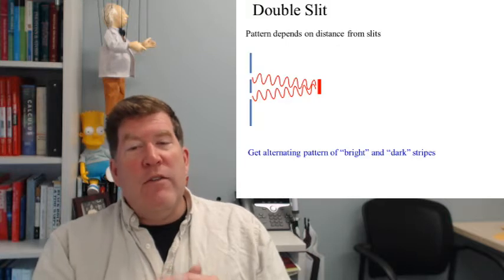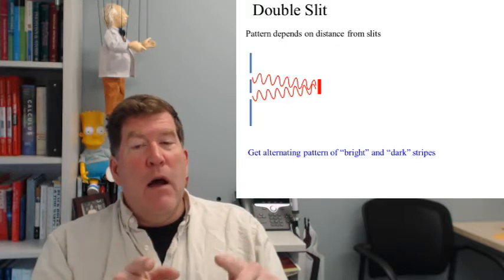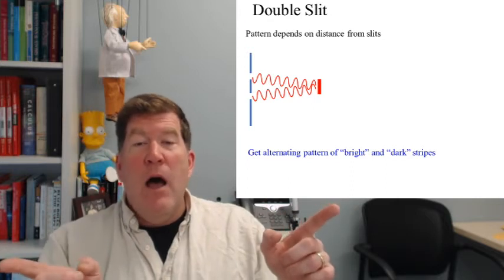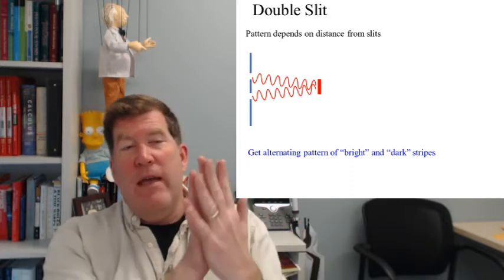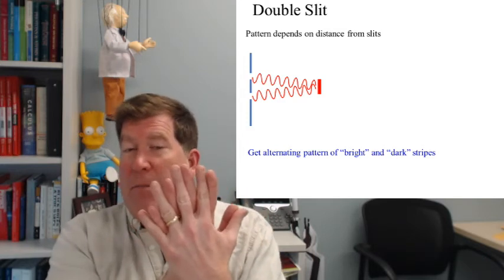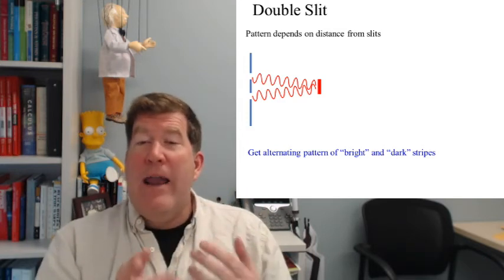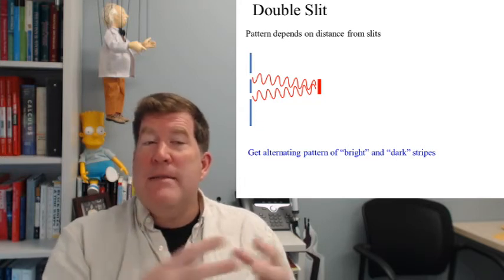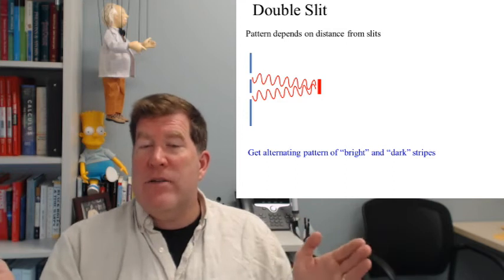And what you see is there is a pattern where these waves coming from the left slit and the waves coming from the right slit arrive either in phase, so the peaks are on top of the peaks, or out of phase, so the peaks are on top of the valleys, depending on how far you are away from the center of the pattern. Right? And this depends on how much distance the wave has to cover.